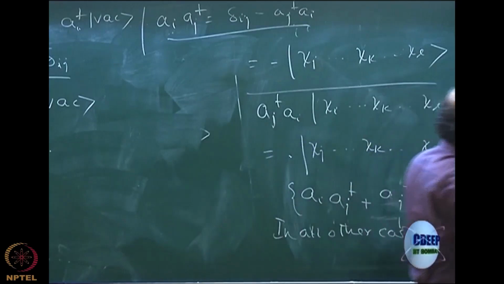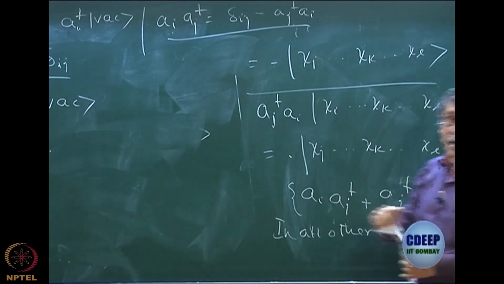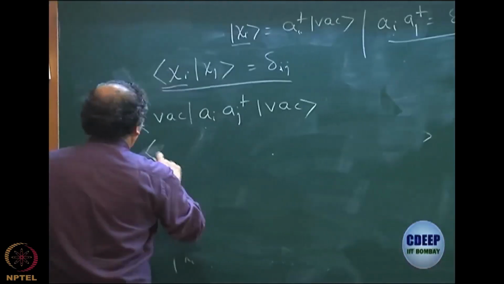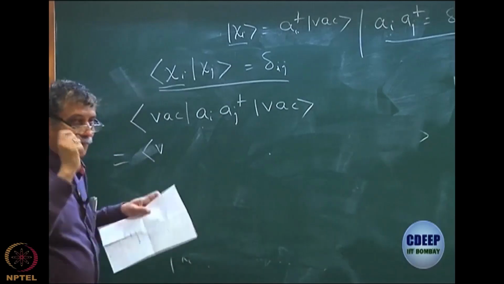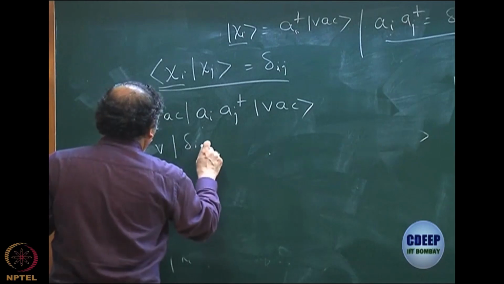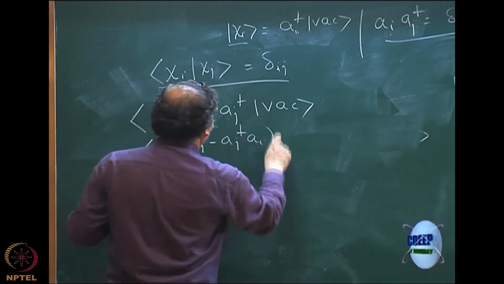Remember how to use this. A_i A_j dagger plus A_j dagger A_i equal to delta ij. So A_i A_j dagger is delta ij minus A_j dagger A_i. So let me put this here. Vacuum, I am just writing V to simplify. V delta ij minus A_j dagger A_i V.